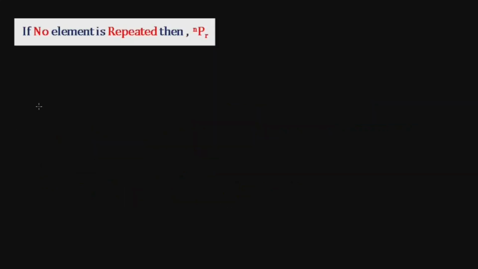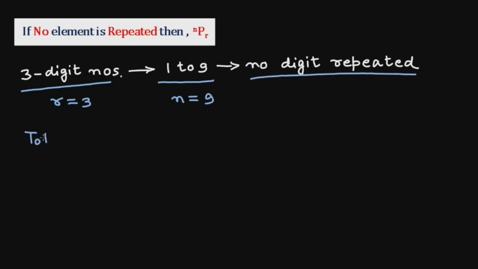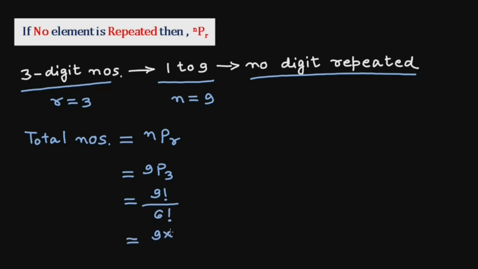We have to find how many 3-digit numbers can be formed by using the digits 1 to 9 if no digit is repeated. For 3-digit numbers, we have r equals 3. From 1 to 9, we have n equals 9. And since no digit is repeated, total numbers will be nPr, 9P3, 9 factorial upon 9 minus 3 factorial, 6 factorial, 9 multiplied by 8 multiplied by 7 multiplied by 6 factorial upon 6 factorial, cancelling 6 factorial. These total numbers will be 504.